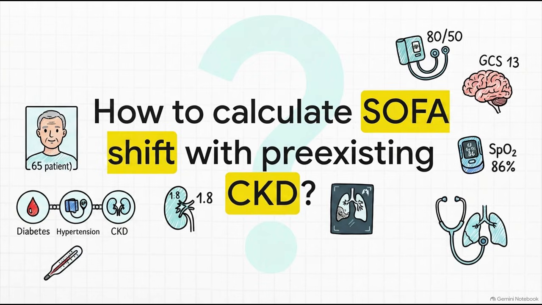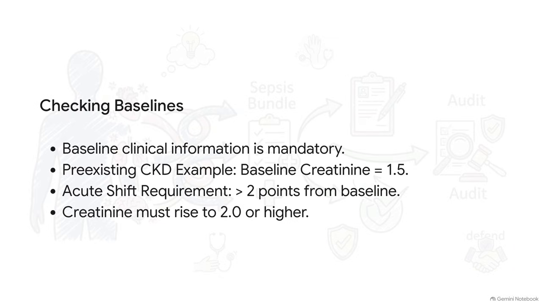Imagine a 65-year-old male with a history of diabetes, hypertension, and chronic kidney disease. He comes in with a productive cough, fever, left chest pain. His blood pressure is tanking at 80/50, he has a GCS of 13, and his oxygen saturation is sitting at 86%. Imaging shows a left lower lobe consolidation, so clearly pneumonia. But how do we score him when his baseline creatinine from his CKD is already sitting at 1.8? Well, establishing baseline clinical info is absolutely mandatory. In our 65-year-old male's case, his baseline creatinine is 1.8. During admission, he's placed on dopamine, weaned off after an hour, and his creatinine peaks at 2.4.